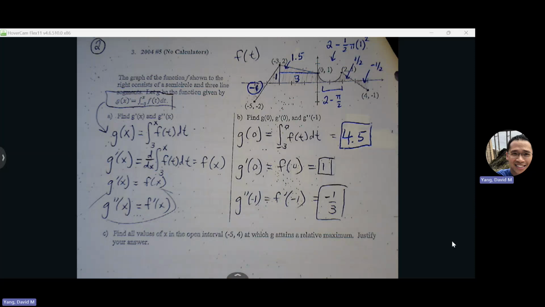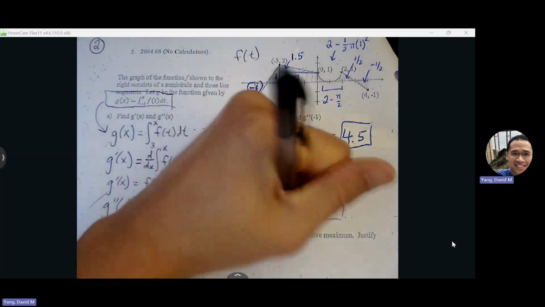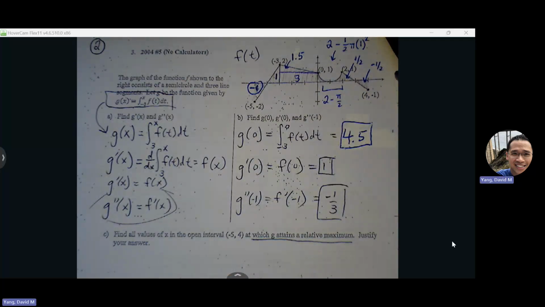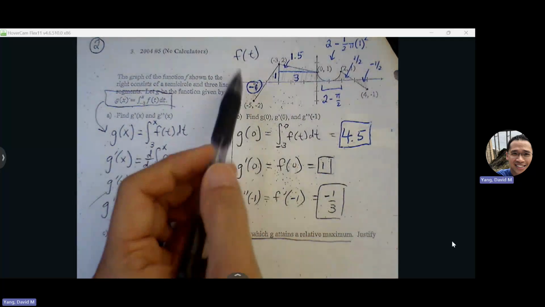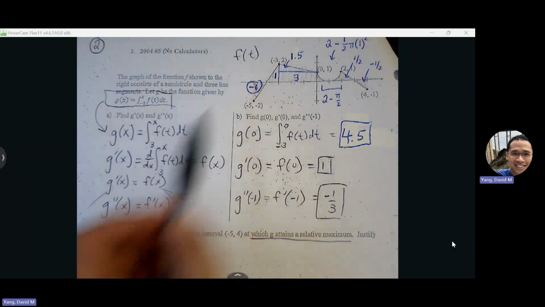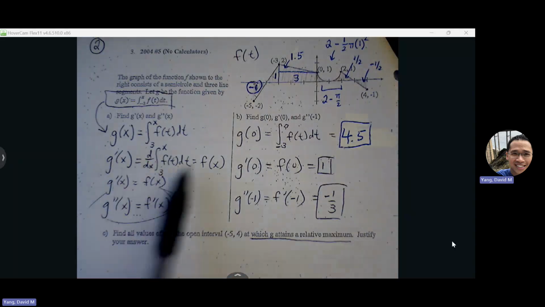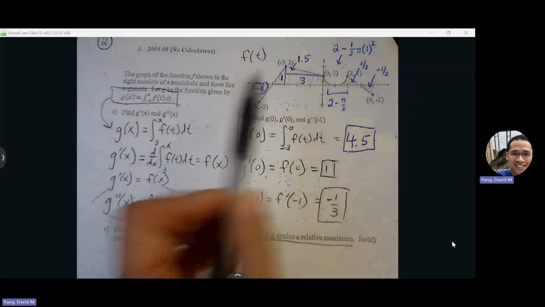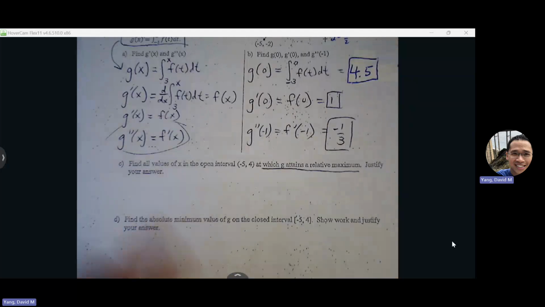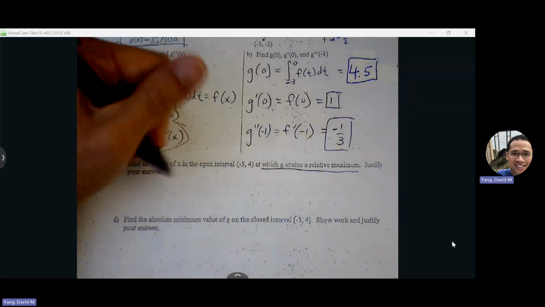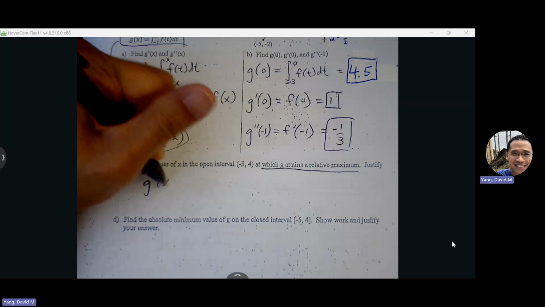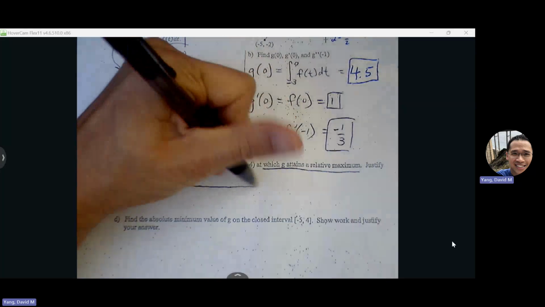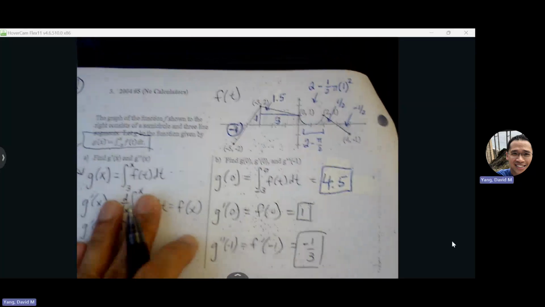All right, part C, find all the values on the open interval where G attains a relative maximum. Okay, so relative maximum. Remember, this is basically acting as the derivative of G, right? G prime is the F, so this is my G prime. And so we have to recall the fact that this is basically a derivative graph. So let's create our sign line. And let's remind ourselves what we're looking at.